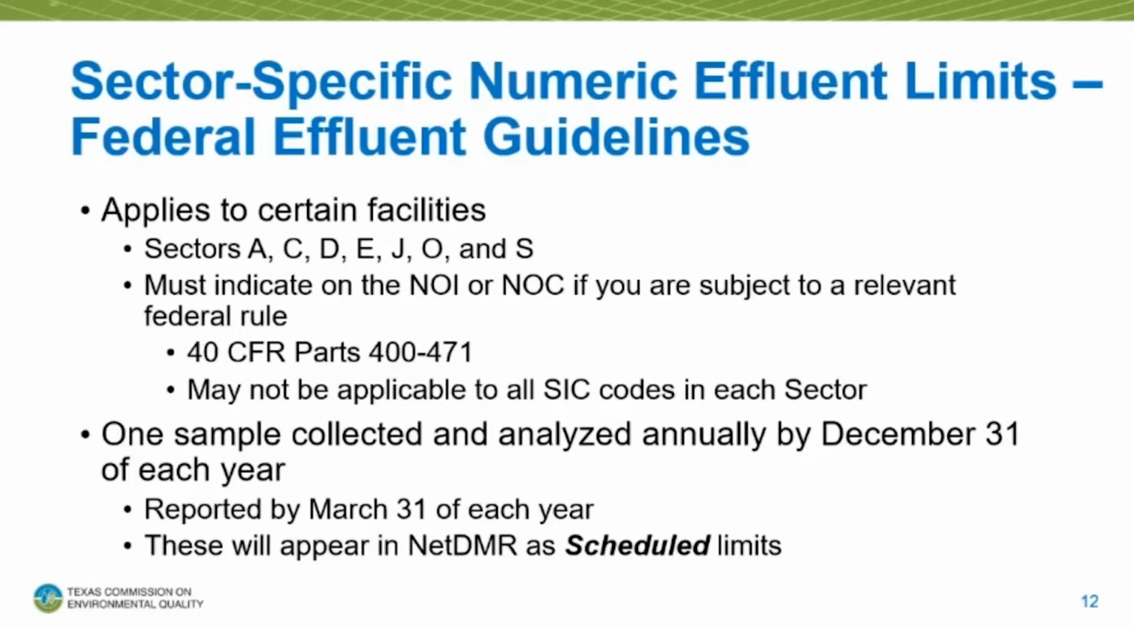And for the most part, these are going to appear in the Net DMR system as a scheduled limit, because we want to know whether you exceed or do not exceed. So those are scheduled. We expect monitoring to be submitted every year by March 31 in the Net DMR system if you're required to do this kind of monitoring.